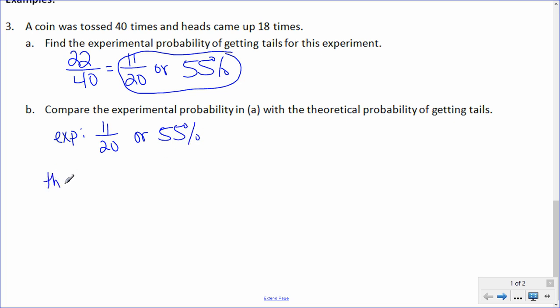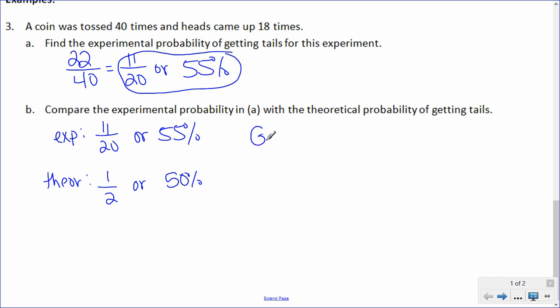The theoretical probability, remember, has nothing to do with the experiment. It's just based on theory. So if I handed you a coin and I said, what is the probability of getting tails? You, of course, would tell me that there is one possible way to get tails out of two possible outcomes, heads and tails. So those are your two outcomes. You're looking for the probability of just one of them, which is tails. Well, 1/2, of course, we know is 50%. So we can see here that in theory, you should get tails 50% of the time, but in the experiment, they got tails 55% of the time.